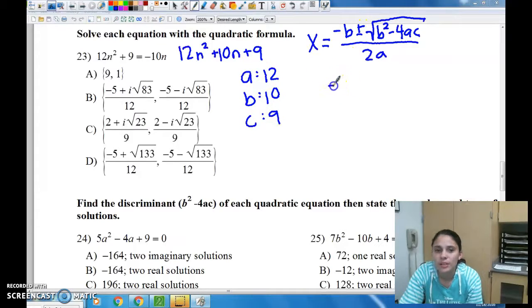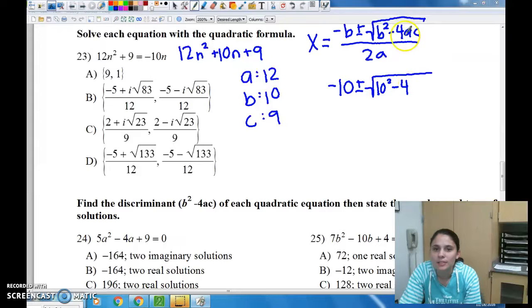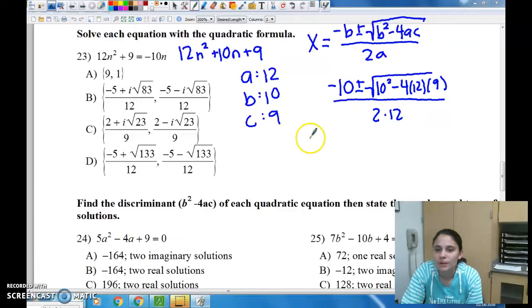So I have a negative b, which is a negative 10, plus or minus the square root of b squared, so 10 squared, minus 4 times a, which is 12, and c, which is 9. And that's all over 2 times a, which is 2 times 12. So now I've got to simplify.